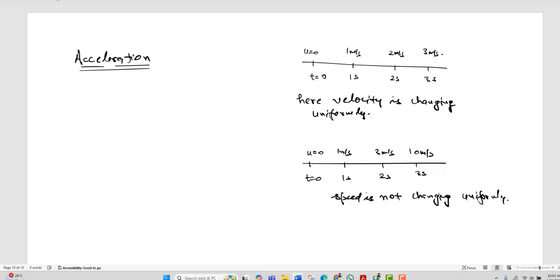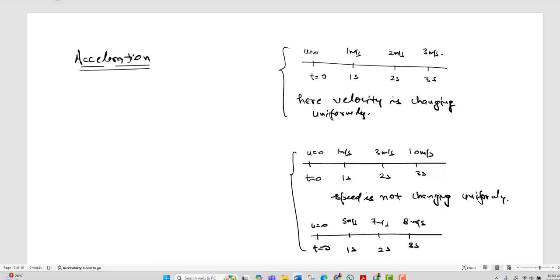Right? One more case you can see. Initial velocity is 0, t is 0. At 1 second, speed is 5 meter per second. At 2 seconds, the speed is 7 meter per second. At 3, the speed is 8 meter per second. Right? Yet the speed is increasing, but again there is a non-uniform variation. Okay. So in your syllabus we are not interested in that, we are interested in only this part. Yet in both the situations we are facing what? We are facing the change in velocity.